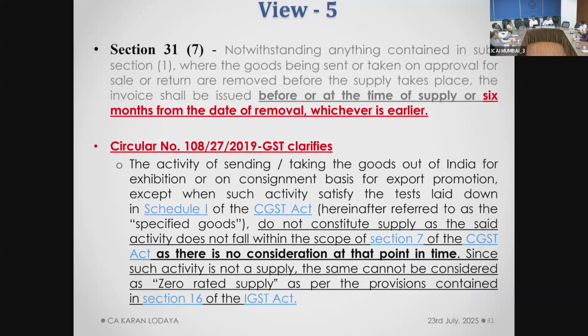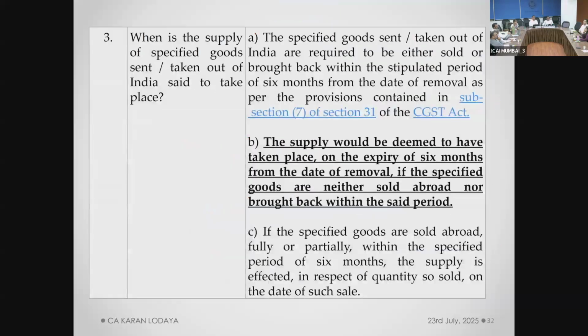Logic, I felt. Fine. And in the same circular, at point number 3, they stated when the supply of specified goods sent out of India is said to have taken place. The supply would be deemed to have taken place on the expiry of 6 months from the date of removal, if the specified goods are neither sold abroad nor brought back. So there is a contradiction in the circular itself. In one place, if there is no consideration, there is no supply. In the 6th month, they get the consideration automatically. Where did it come from? There is a difference between the two.